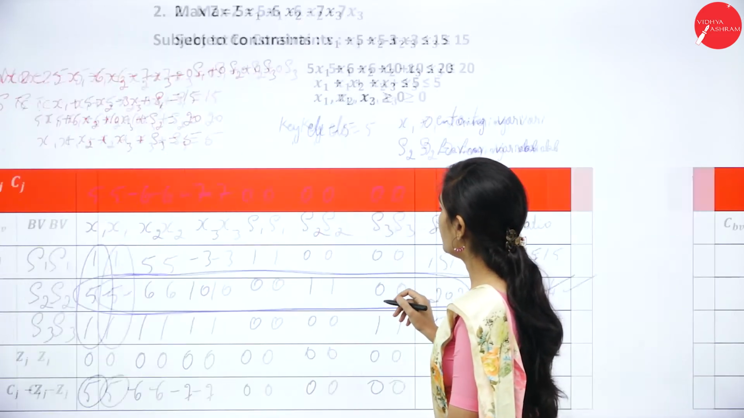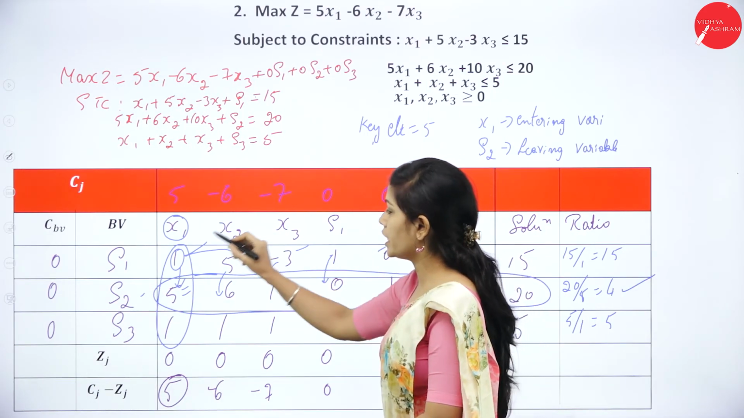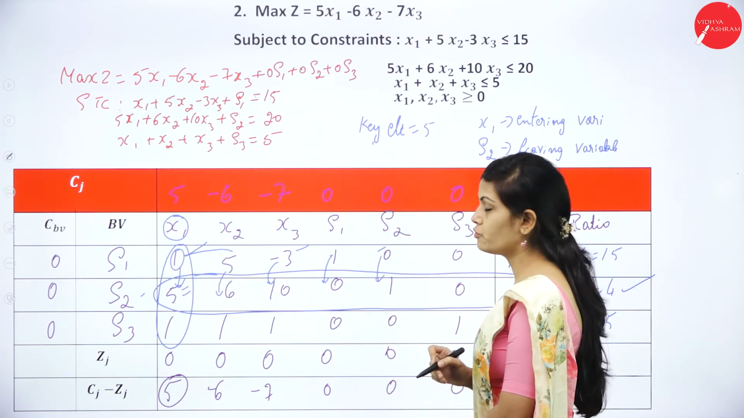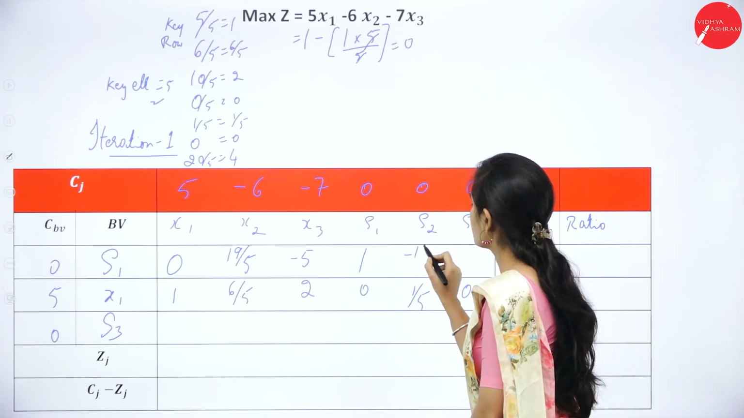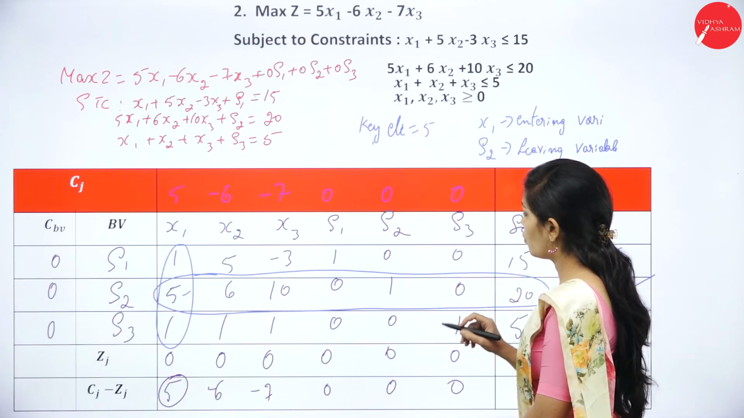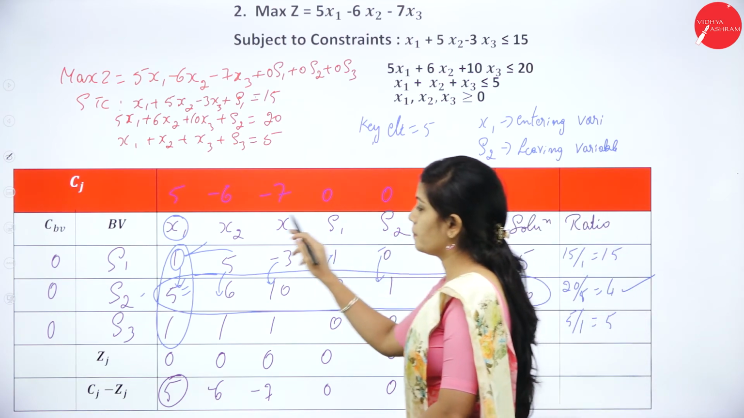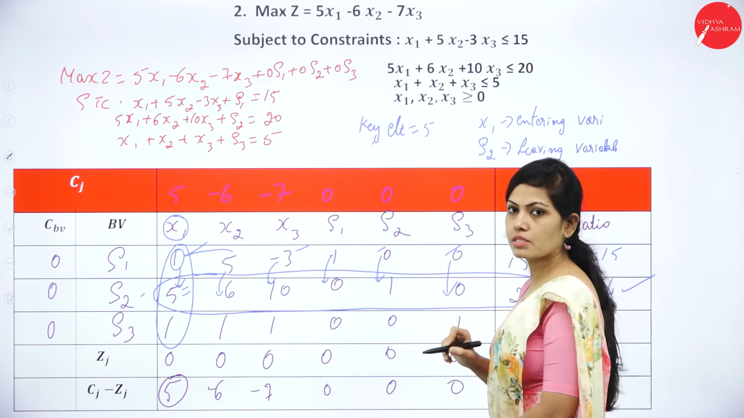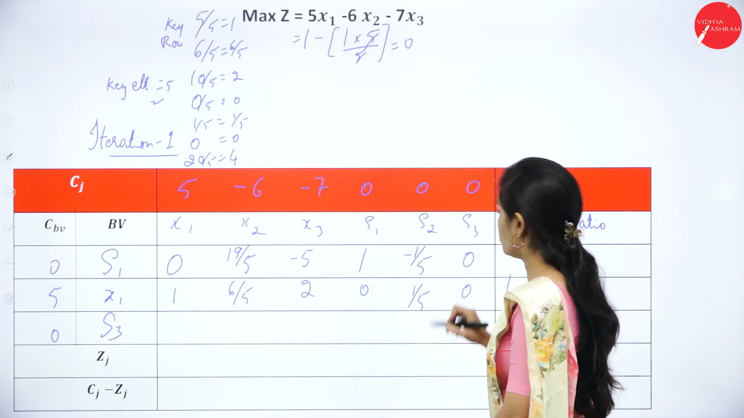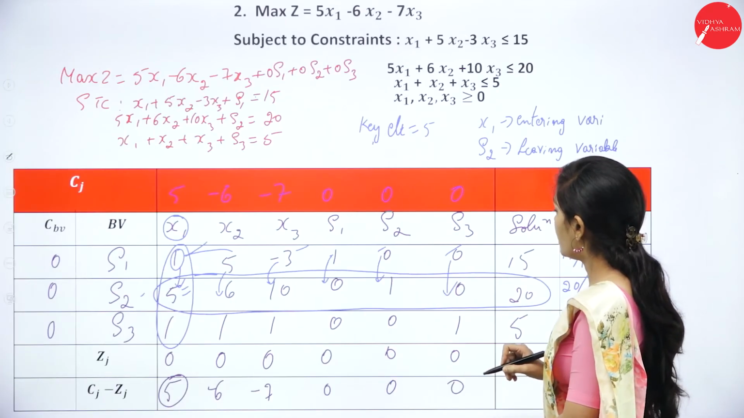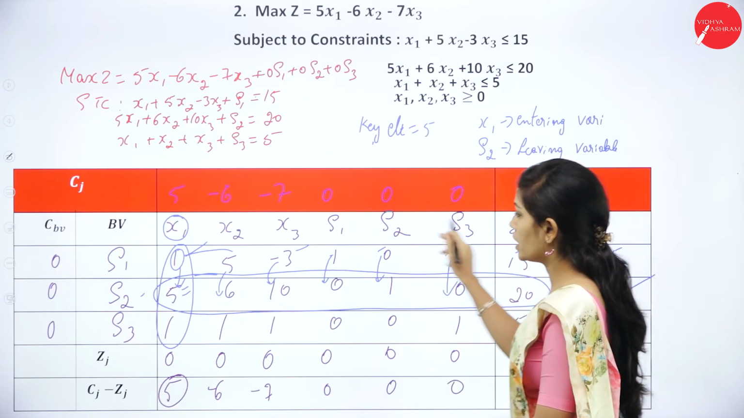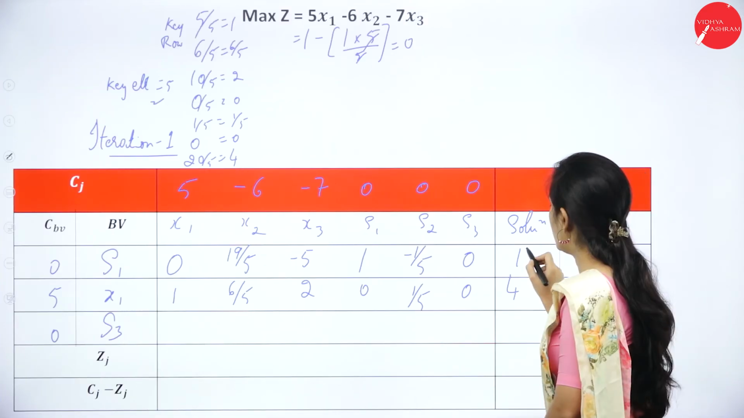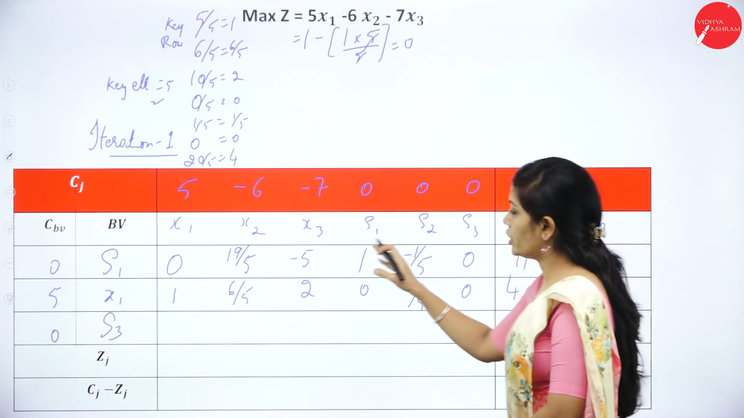And old value is 0, corresponding key column is 1 and key row is 1 divided by key element 5. So you will get minus 1 by 5. And old value is 0 minus corresponding key column 1 into corresponding key row, which is 0. So you will get 0. And old value is 15, corresponding key column is 1 and key row is 20. So you will get 11. So this is your new values.